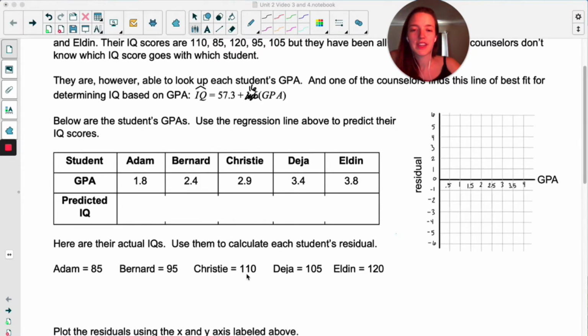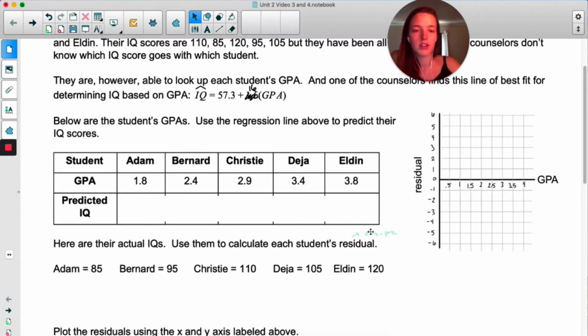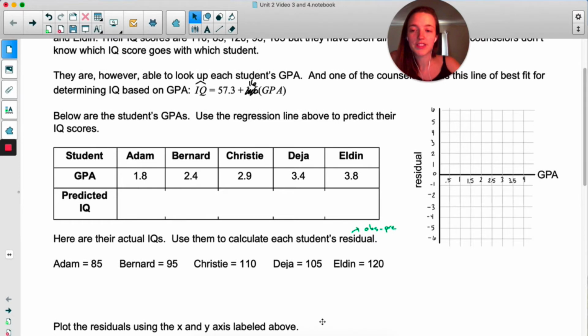What you're going to do is calculate each residual. Remember, a residual is an observed value minus its predicted value. And then once you've done that, you're going to plot the residuals using this over here, and this x-axis is the GPA, the y-axis is the residual. So instead of plotting GPA versus IQ, it's GPA versus residual. So I want you to do all of those before we continue. Pause the video and do everything through the plot.